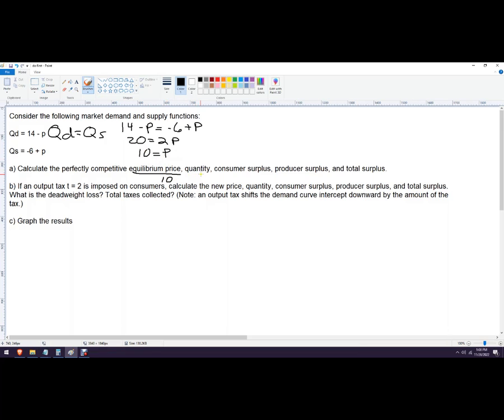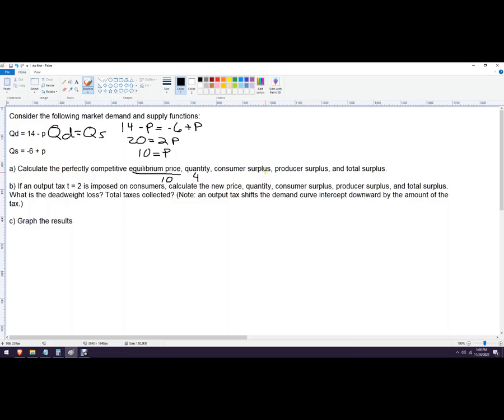Okay. Now to get the equilibrium quantity, you can just plug in this 10 into either function. So 14 minus 10 is 4. -6 plus 10 is also 4, so the equilibrium quantity is 4.